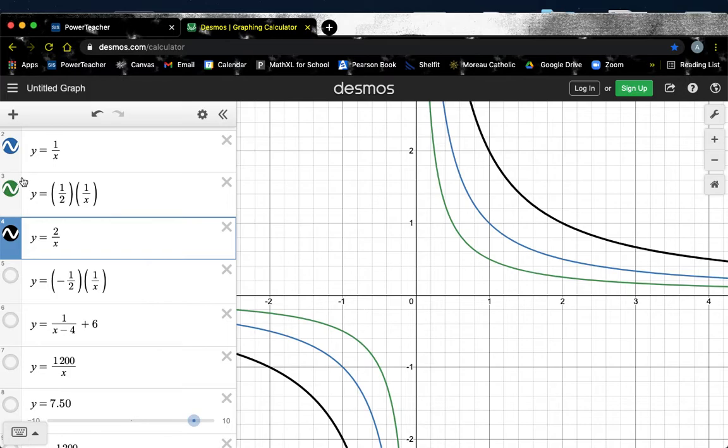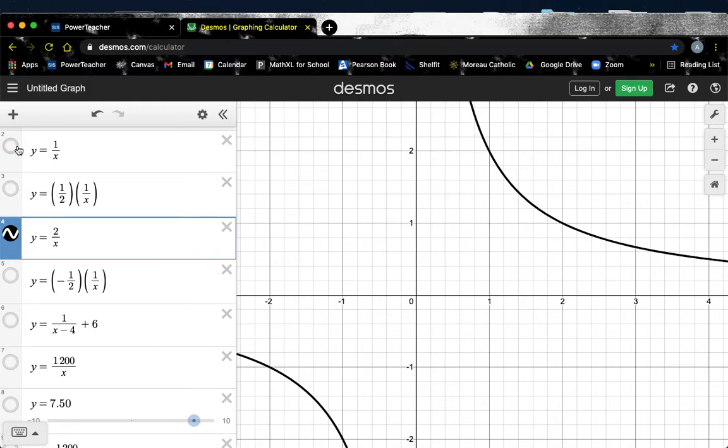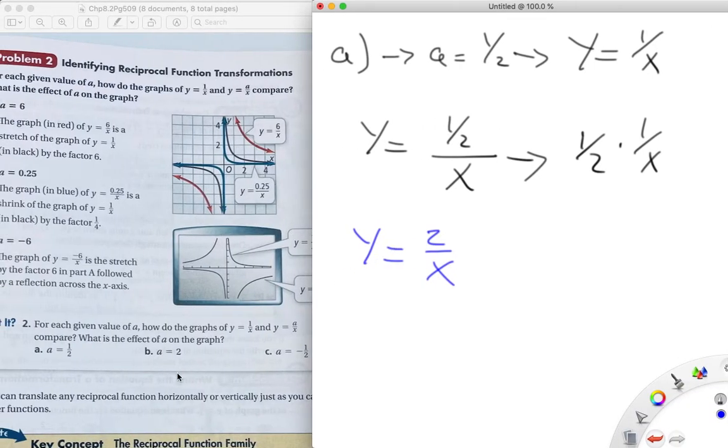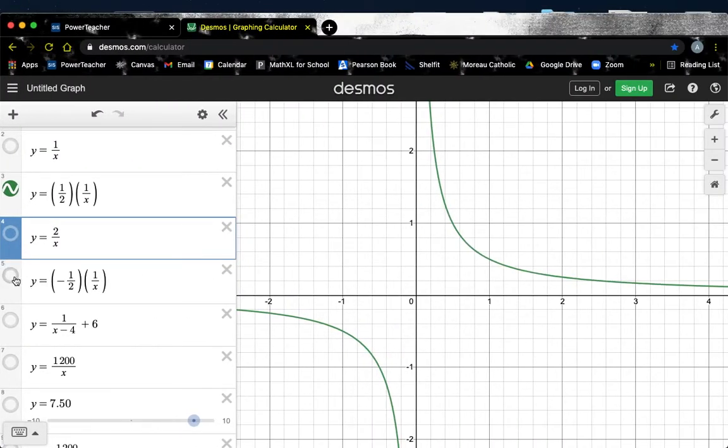So what happens? The next scenario gives us what happens when a is equal to negative 1/2. So y is equal to negative 1/2 times 1 over x. Well, let's take a look at that. It switches. It goes over the x-axis. The curve in green gets flipped, reflected over the x-axis, and it goes this way.